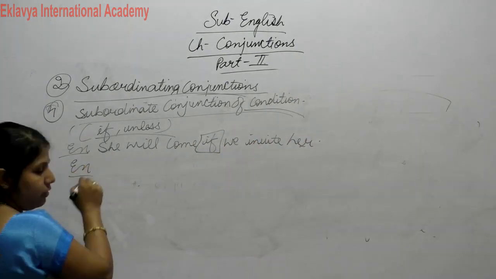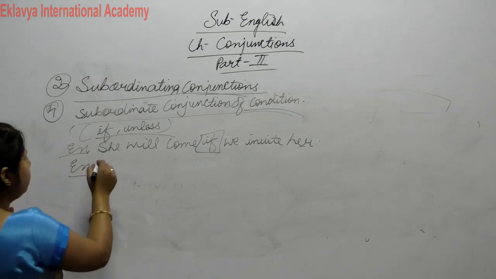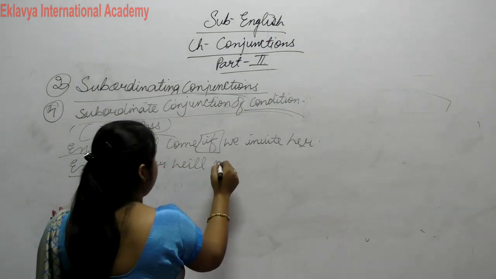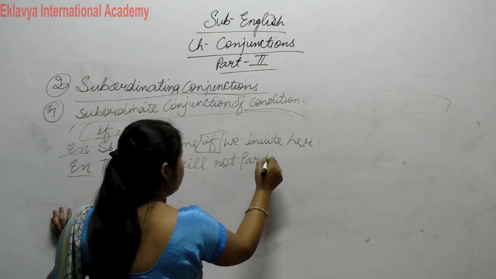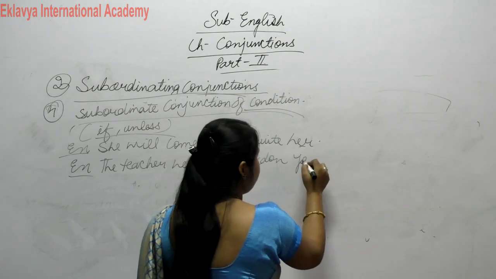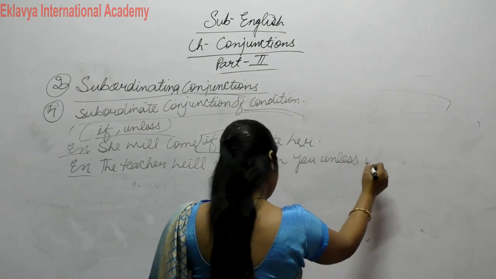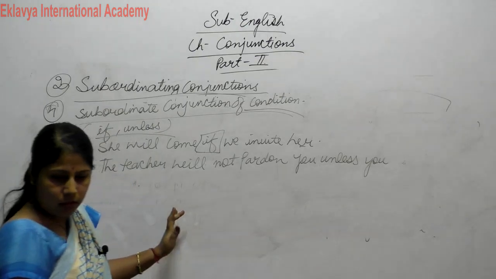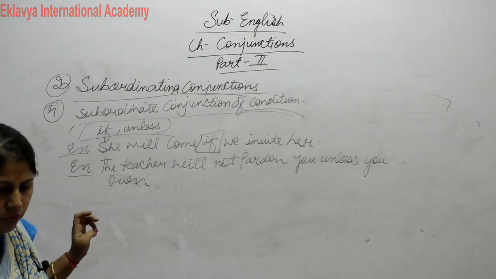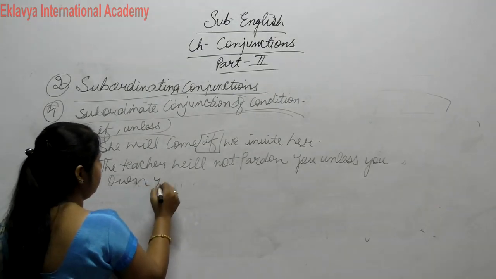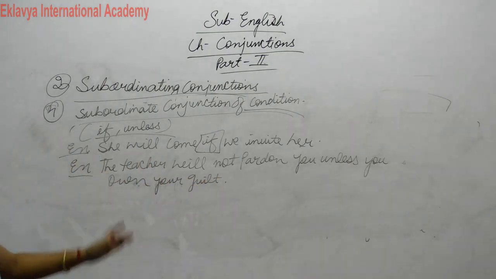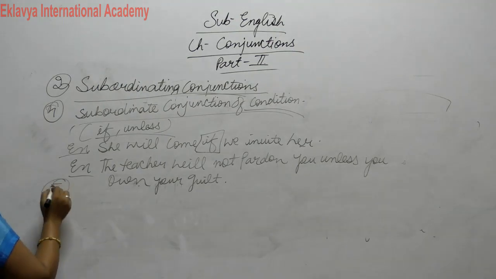Now, another example. Write down of unless: the teacher will not pardon you unless you own your guilt. Clear? So this is our fourth kind of subordinate conjunction.